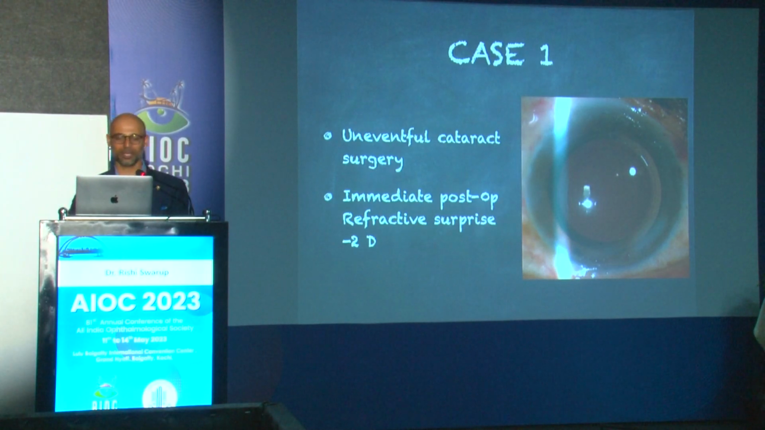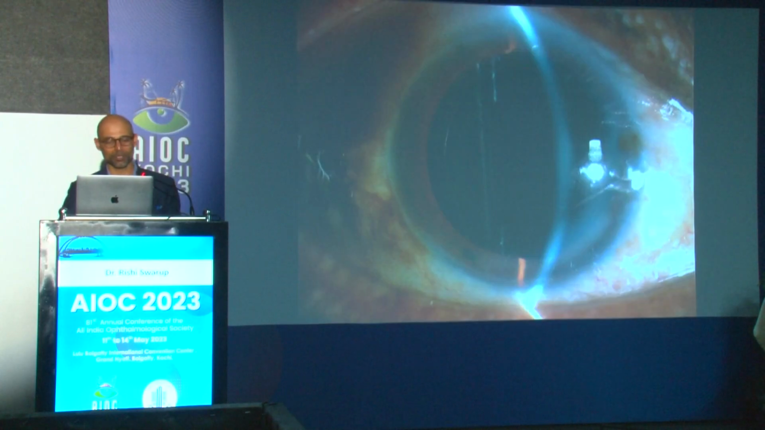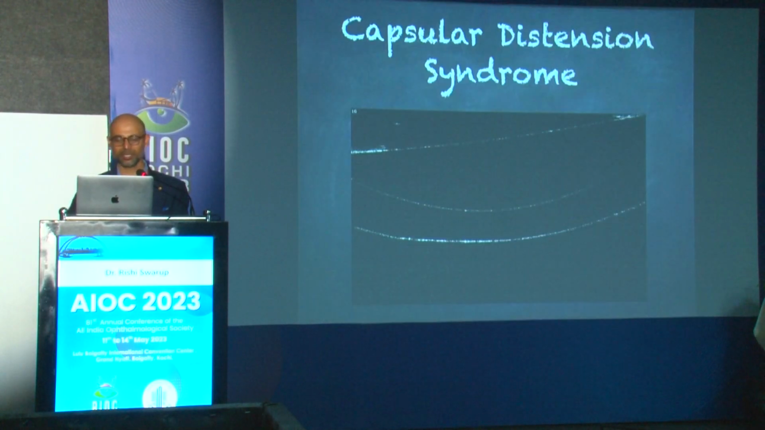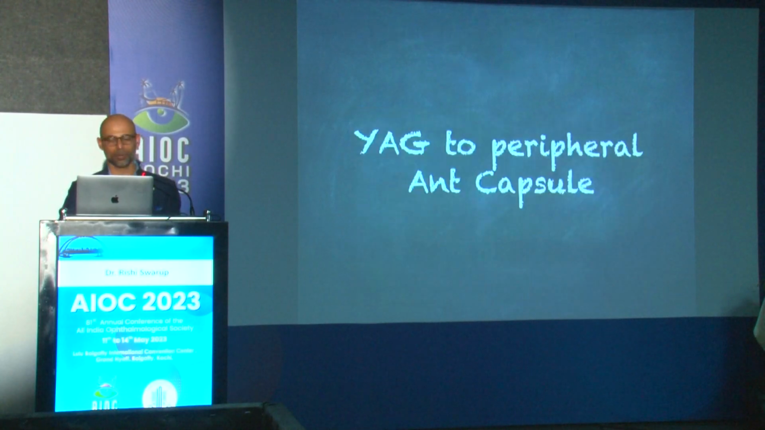One is this one case. Uneventful cataract surgery, everything was perfect. You can see it's a good rhexis, well-centered lens, but immediately post-op refractive surprise was -2. So what could be the cause? It's right there. You can see there's a gap between the posterior surface of the lens and the PC. So this is a capsular distension syndrome. You can see there's trapped viscoelastic, which has caused a myopic shift.